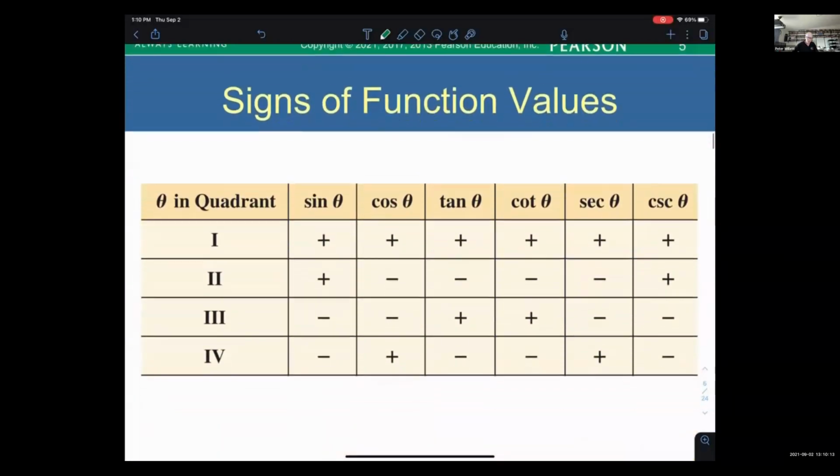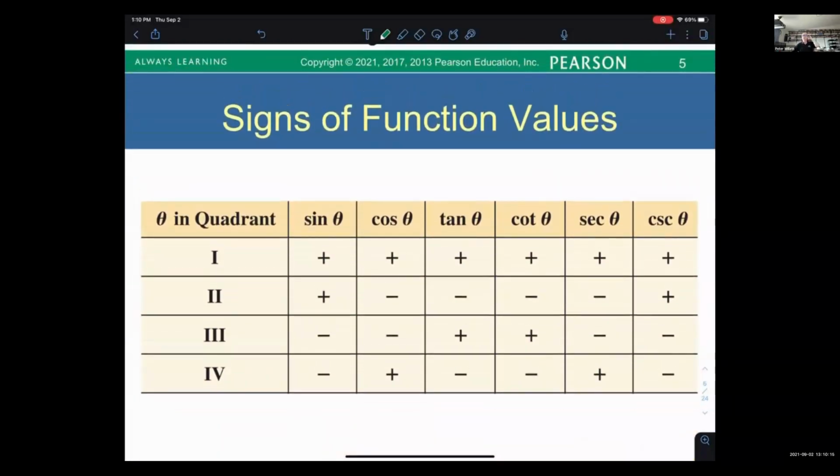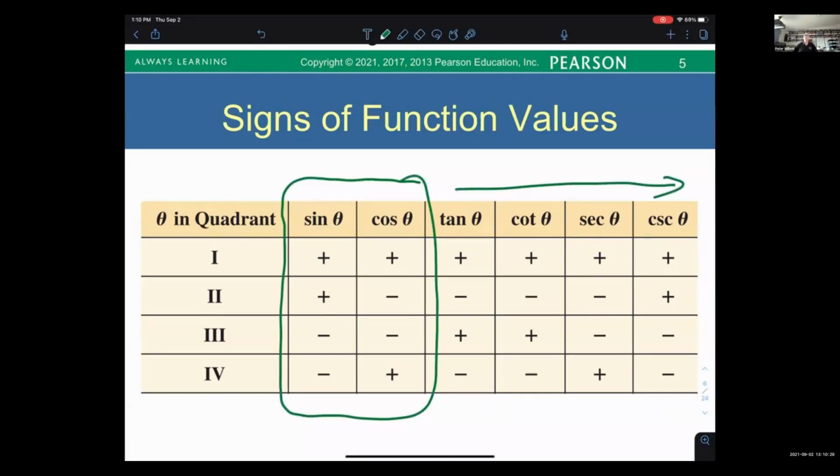Okay, so now we touched on this a little bit before, and now we can do that for all 6 functions. I looked a little bit on my graph before at these first 2 columns, and now we can extend that to the other 4 functions as well. So what are they talking about here? Well, just about figuring out the sign of your answer for one of these functions based on looking at which quadrant the angle is in. So we have theta is in quadrant 1, 2, 3, or 4.